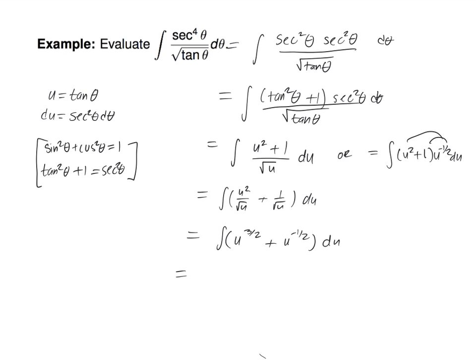Okay, let's anti-differentiate u to the 3 halves. It's u to the 5 halves with 2 fifths. I'm going to put tangent in right away, so 2 fifths tan to the 5 halves theta. How about the antiderivative of u to the 1 half? Good. 2 u to the 1 half. So can I just say 2 root tan theta then? Because it's tan theta. If you said 1 half power, I'm not going to punish you for that.